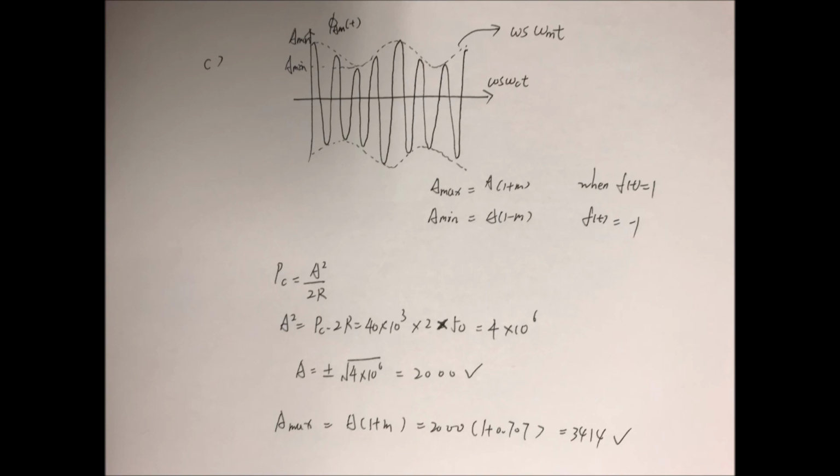So A should be plus or minus 2,000. For voltage amplitude, we choose the positive sign. So A is 2,000 volt. This is how high you can achieve, really high amplitude. And A max is A(1 + M): 2,000 times (1 + 0.707), we have 3,414 volt. So now I've shown you step by step for parts A, B, and C.